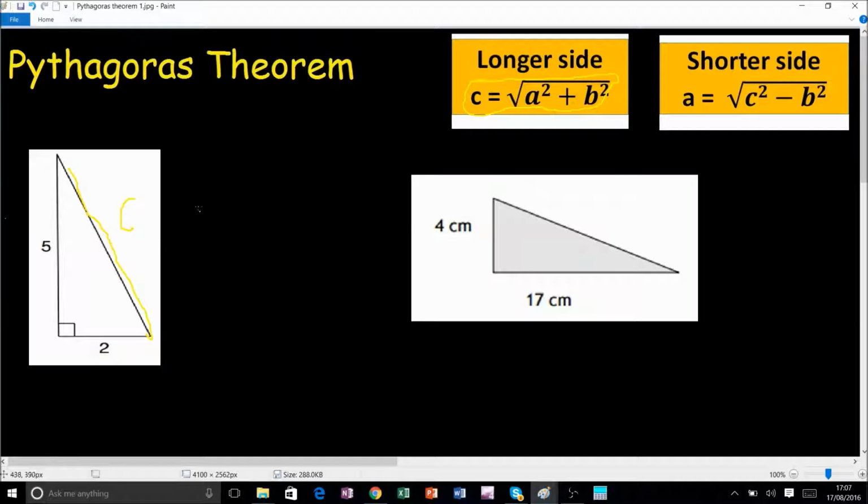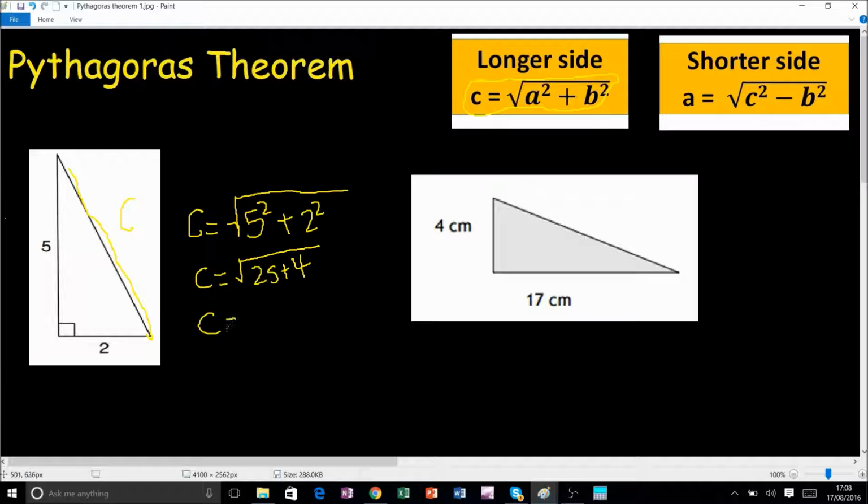So we can say C is equal to the square root of 5 squared plus 2 squared. If we tidy it up a little bit, C is equal to the square root of 5 squared plus 2 squared, so that is 25 plus 4, and C is equal to the square root of 29.